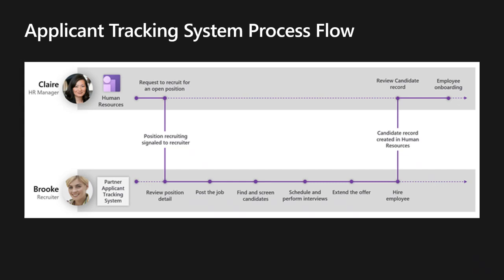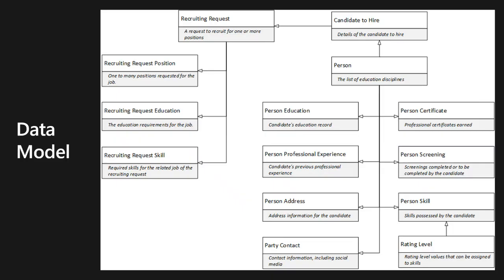Here we can review that candidate record and enrich it, add additional information, and once they're hired and they become a worker, we can start that employee onboarding process. So that's a functional look at where the different actions will happen between the Dynamics 365 application and your ATS system. And now I want to take a look at the data model.